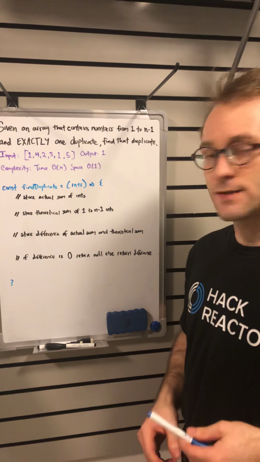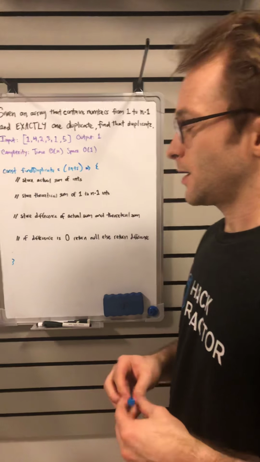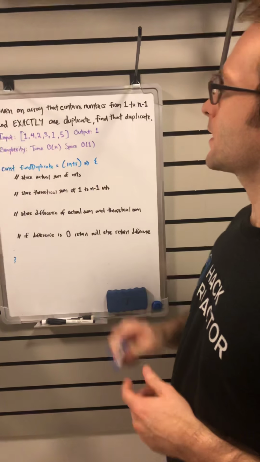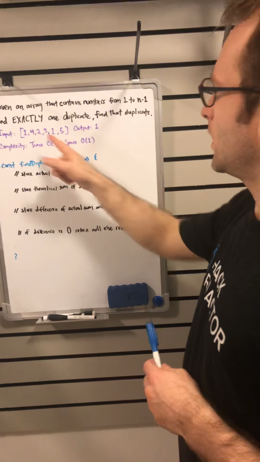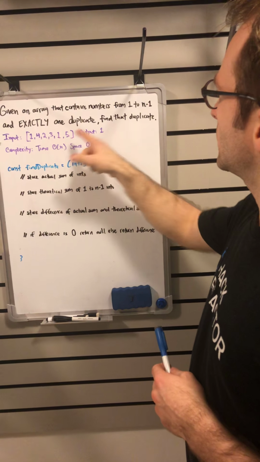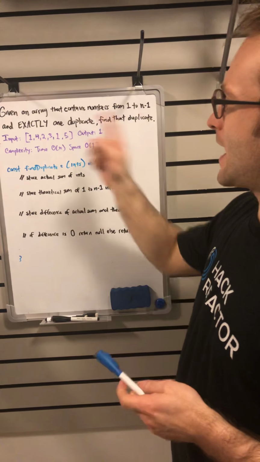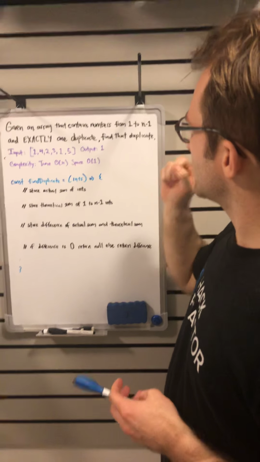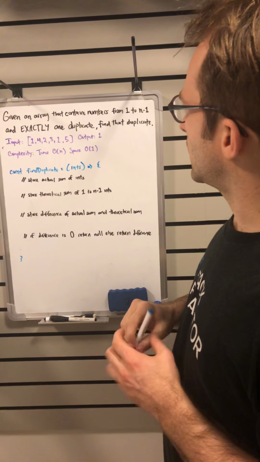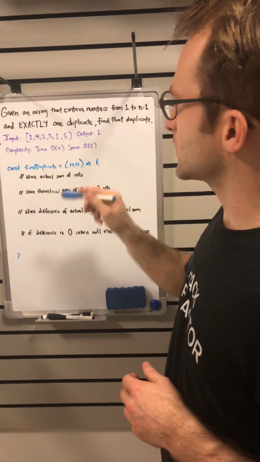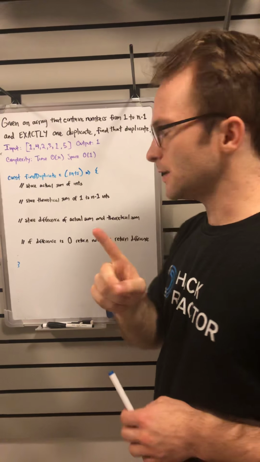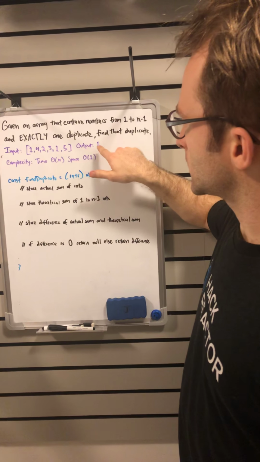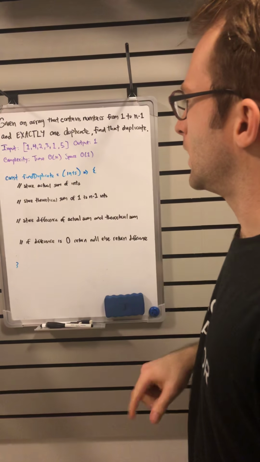All right, hi. This is the next problem in Cal Academy. This problem asks us, given an array that contains numbers from 1 to n minus 1 and exactly one duplicate, find that duplicate. So the array is going to contain exactly one duplicate. In our example, that duplicate is going to be 1. So our output is going to be 1.